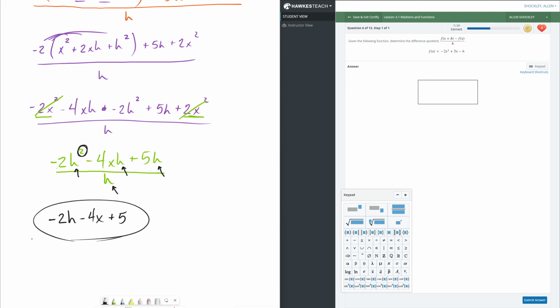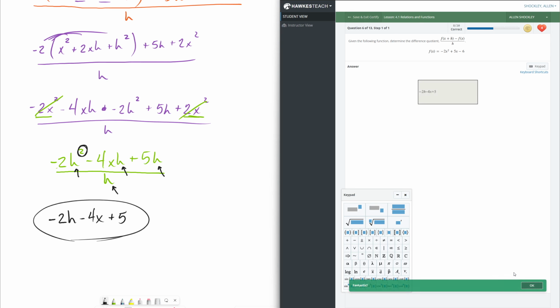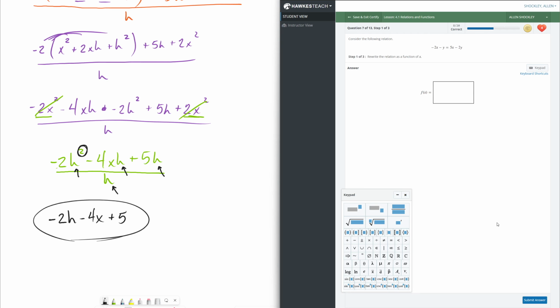Assuming that everything went well, let's see if we did it right. So first we got negative 2h minus 4x plus 5. There we go. This is going to be one of the longest ones you encounter, so hopefully you don't see it too many times.